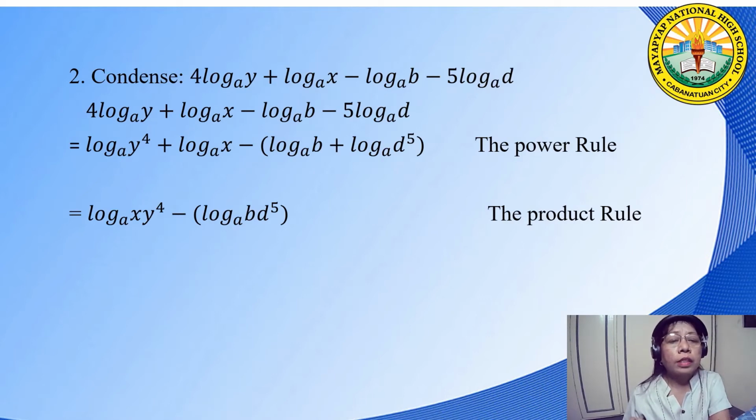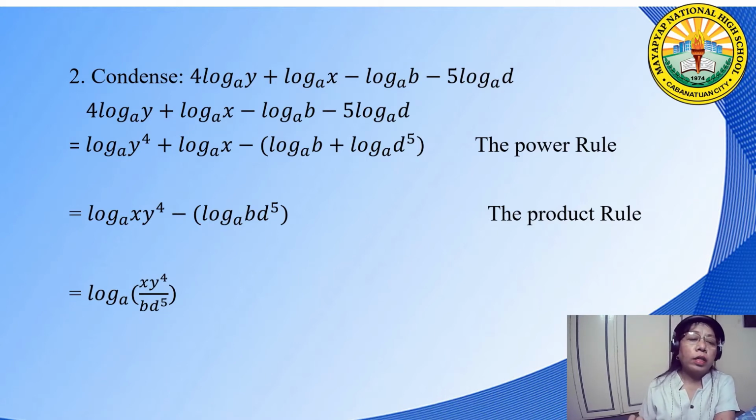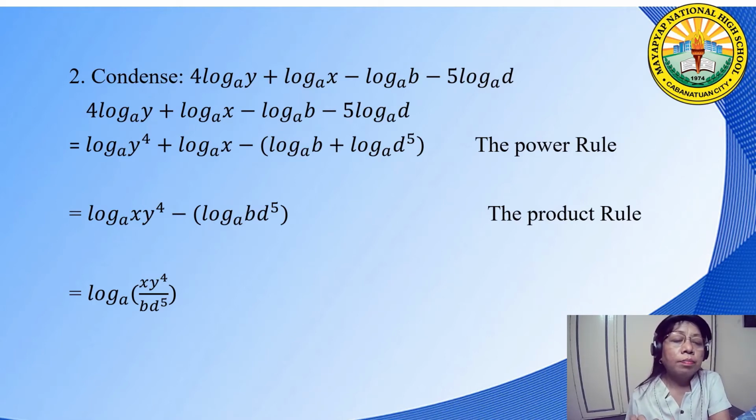So the sum of logarithm, so this is the product, then minus, again you combine them since this is the sum. So the product is logarithm of b times d to the 5th power to the base a. And then you apply the quotient rule to express this in single form of logarithm. So we have logarithm of xy to the 4th over b d to the 5th power to the base a.